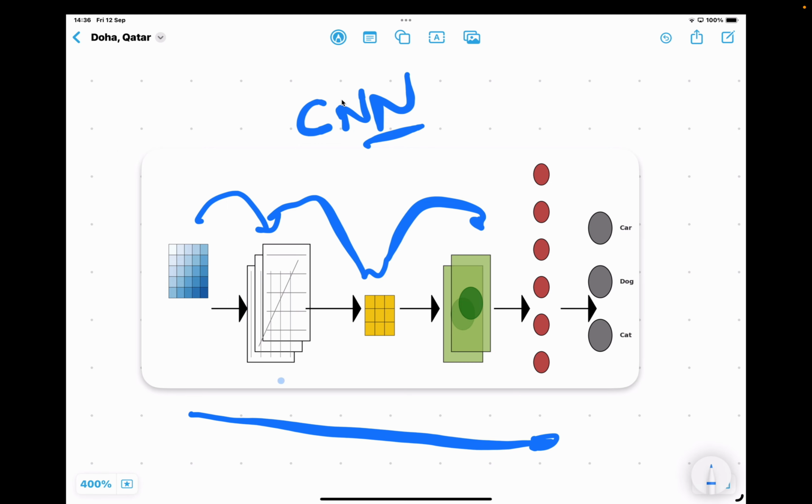So in the next images, we're going to be seeing how those different layers occur. But this is just a simple explanation that first we have the convolutional layers, then we have the pooling layers, and then you have the fully connected layers at the end.